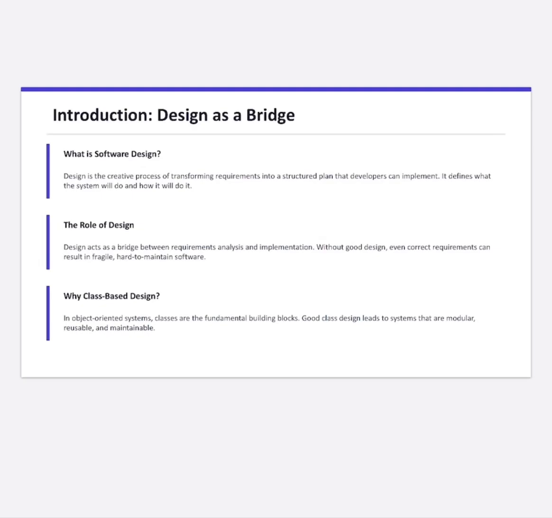Introduction. What is a software design? A software design is the step where we convert requirements into a structured plan. It acts as a bridge between analysis and implementation. Without proper design, even correct requirements can lead to poor software. Class-based design is important because classes are the core building blocks in object-oriented systems.